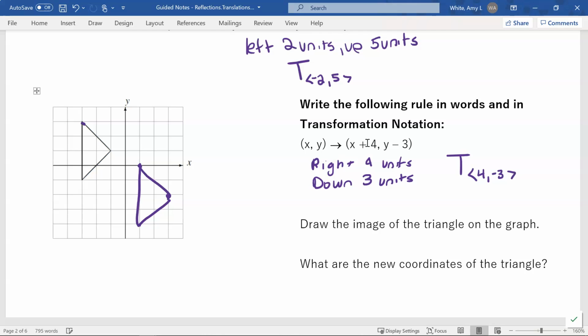You do have to connect the endpoints, because if you don't, then you're just giving me a portion of the triangle. But the triangle does include those entire segments. And then the last step is to write the coordinates. So this coordinate would be (1, 0), then I would have (3, -2), and (1, -4). If we counted the coordinates, we could also do it algebraically by just taking this x value and adding 4 to it, taking the y value and subtracting 3.